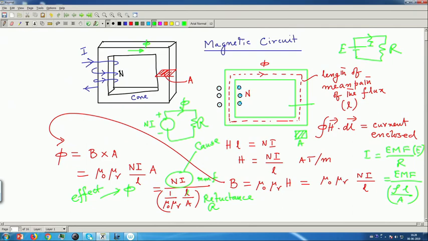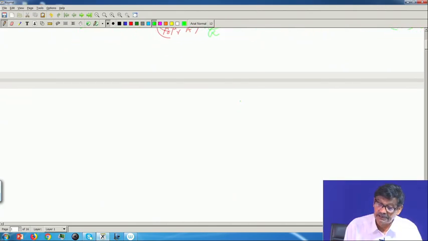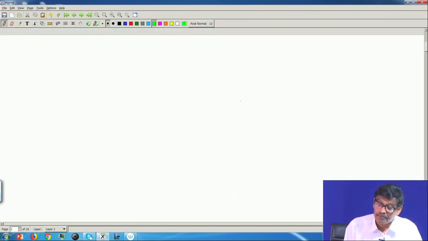Achha. Now, we will go to the next page. Let us go to the next page. Now, I will tell you what happens if the same magnetic circuit, that is this one, this point you listen very carefully, and this is the most interesting thing.